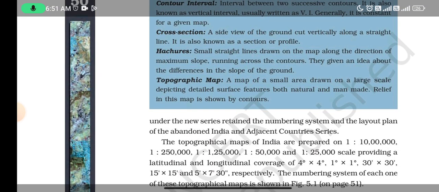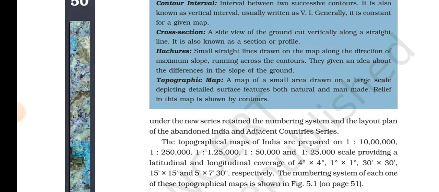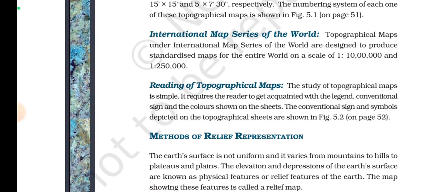then topographic map: a map of a small area drawn on a large scale depicting detailed surface features, both natural and man-made. Relief in this map is shown by contours. That is topographical maps. We are reading this.